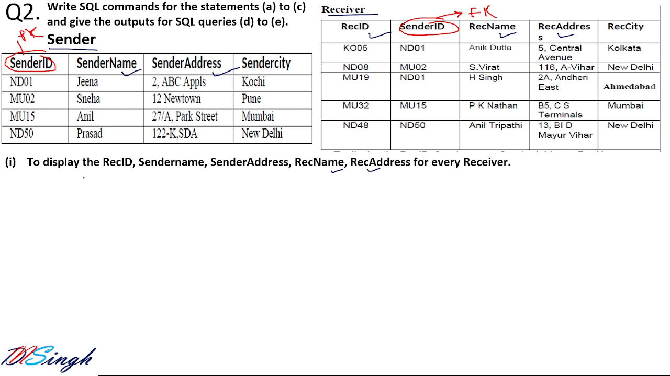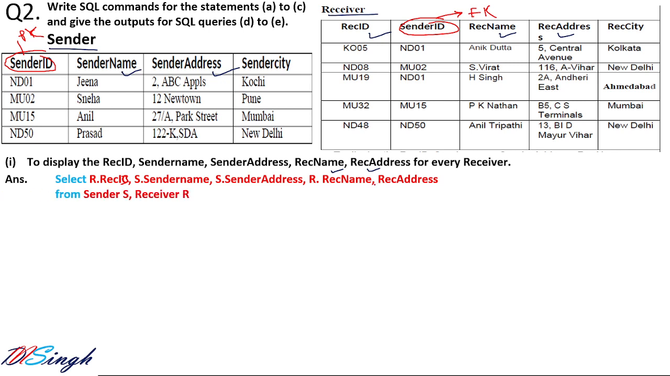So what I will write here: select r dot receiver id, s dot sender name, s dot sender address, r dot receiver name and receiver address. Okay, fine. From sender as s, receiver as r. Next is to put the join condition. So where s dot sender id equal to r dot sender id. So this is our answer for this particular question.